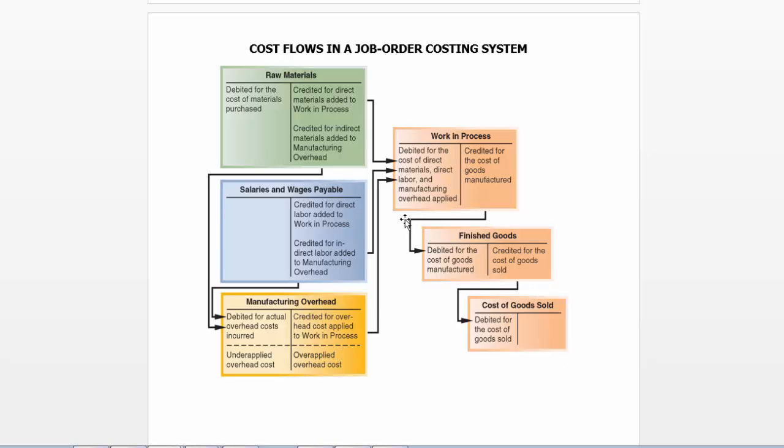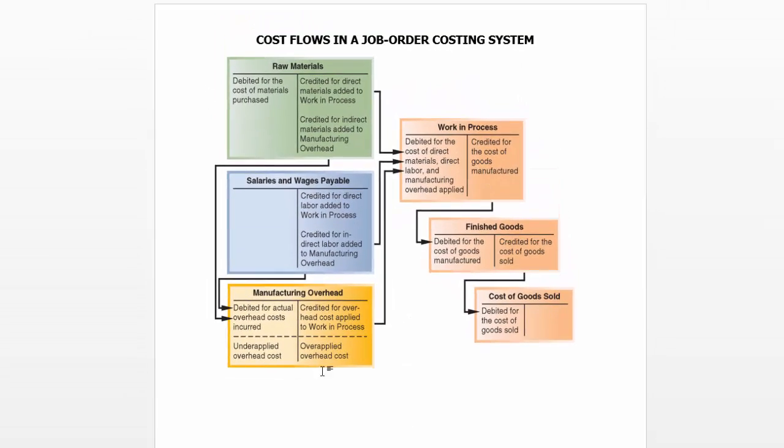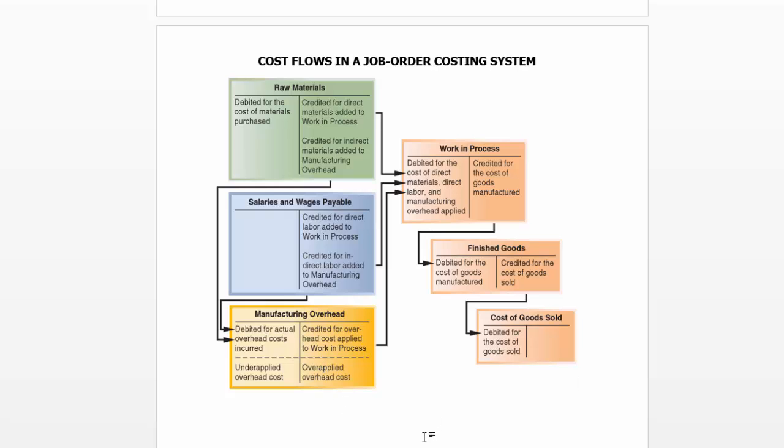Then we have a little problem with this overhead, and we'll get deeper into that, but for right now, understand that overhead is a temporary account. So we have our three product costs: materials, labor, and overhead, that go into work in process. We're going to debit manufacturing overhead for all the actual costs, and in the next video we're going to see how we take the money out of that overhead cost and put it into work in process. And we're going to use an application rate. Again, that's in the next video.